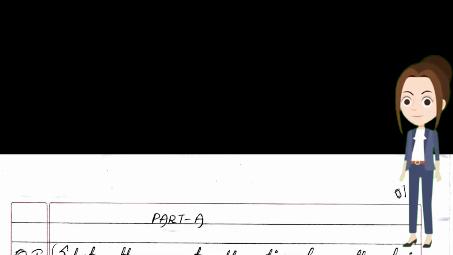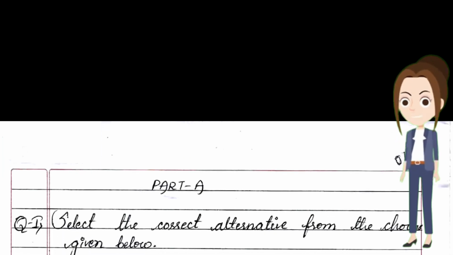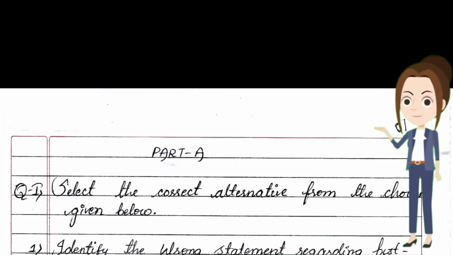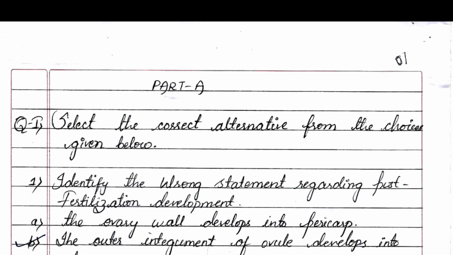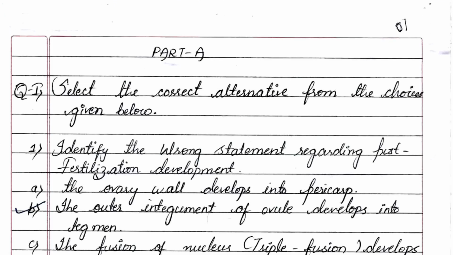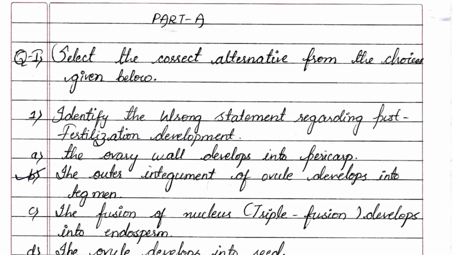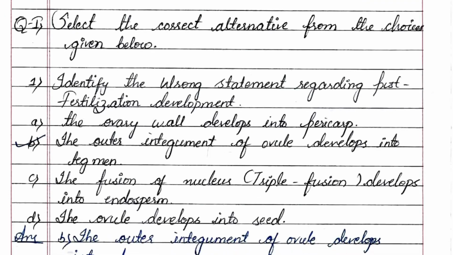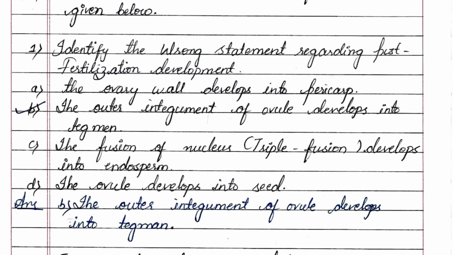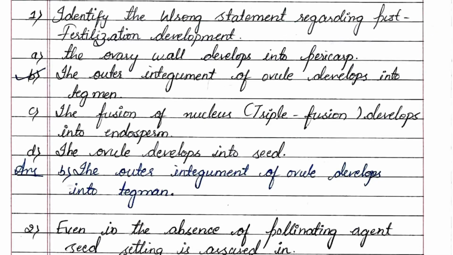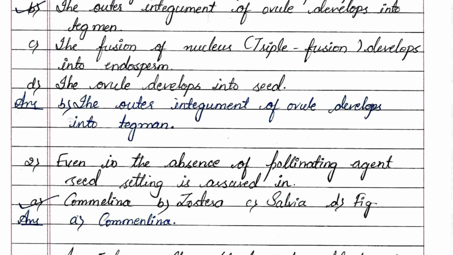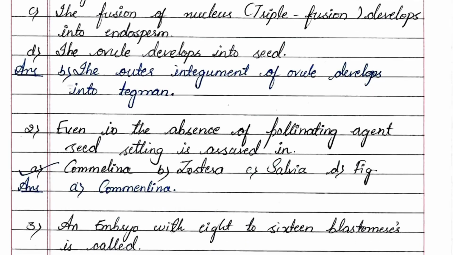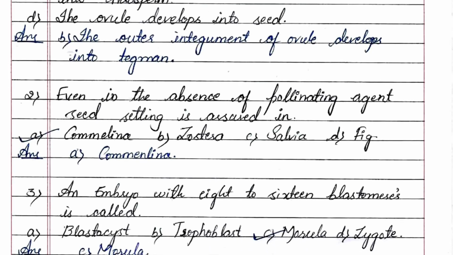Here it starts from Part A. The main first bit is: select the correct alternative from the choices given below. The first question is: identify the wrong statement regarding post-fertilization development. The options are: A. The ovary wall develops into pericarp. B. The outer integument of ovule develops into tegmen. C. The fusion of nucleus, triple fusion, develops into endosperm. D. The ovule develops into seed. And the answer is B. The outer integument of ovule develops into tegmen.